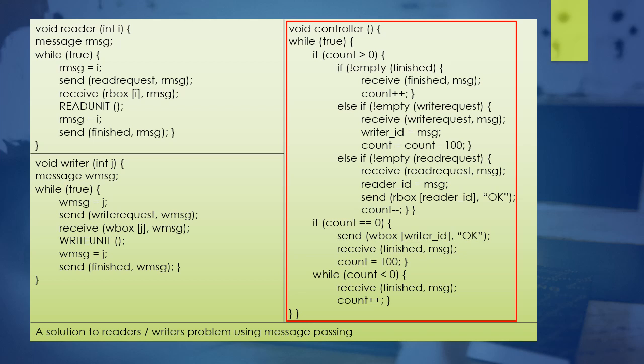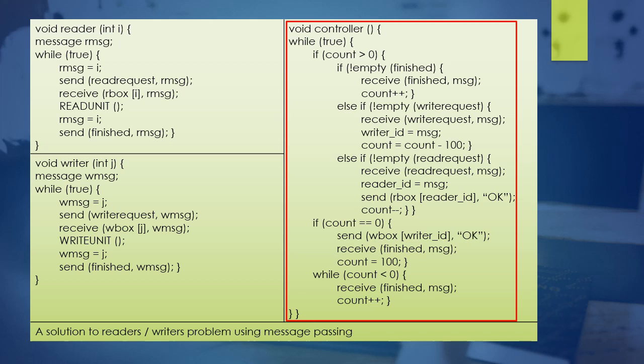When count is greater than 0, the controller services all finished messages first. Then it services write requests and then read requests. If count is equal to 0, then the only request outstanding is a write request. The controller sends an OK message to the writer's mailbox, wbox, and blocks to receive a finished message. During this time, as the controller does nothing, mutual exclusion is enforced. When the writer's finished message is received, the controller sets count back to 100.